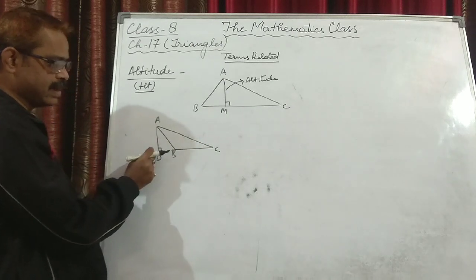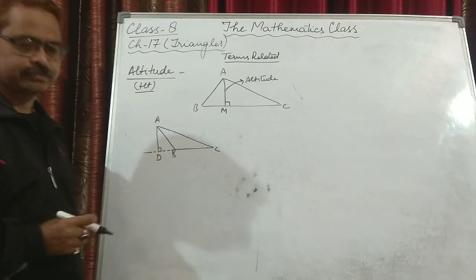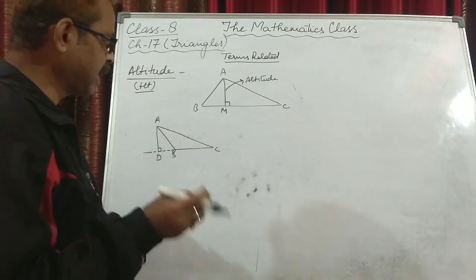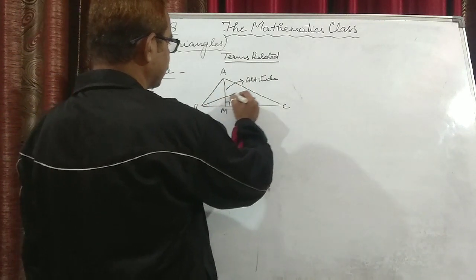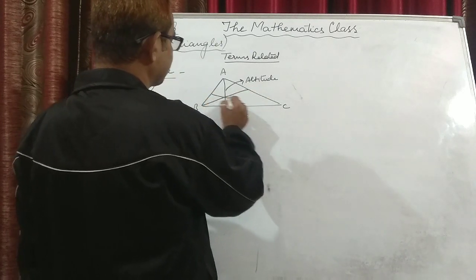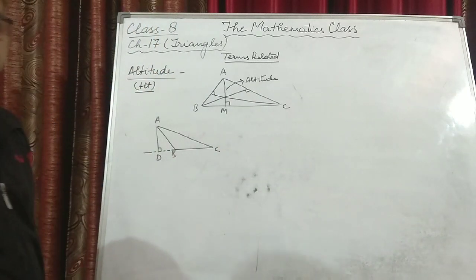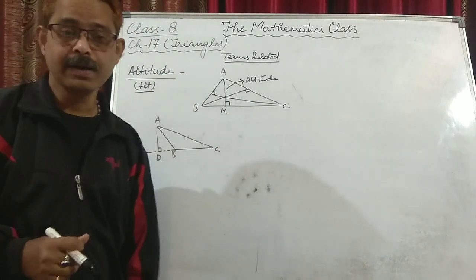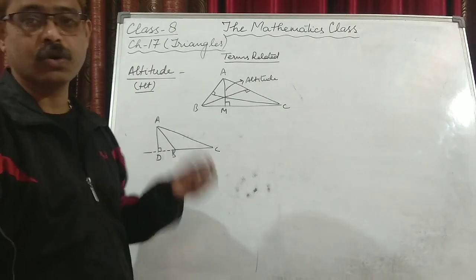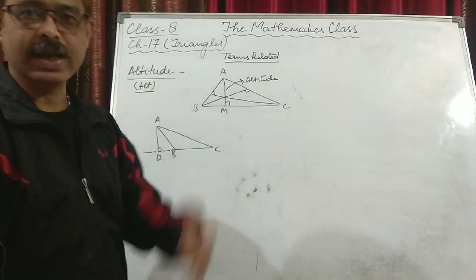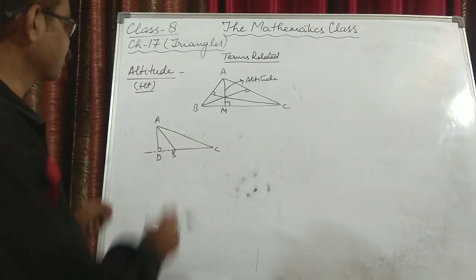You can see it is lying outside the triangle, meaning it is not necessary that all the altitudes lie inside the triangle. In this case, it is possible that if you draw one more perpendicular and one more perpendicular, all the altitudes will be inside the triangle, but it is not necessary that all the perpendiculars or altitudes lie inside the triangle itself. In some cases, it stands outside also.